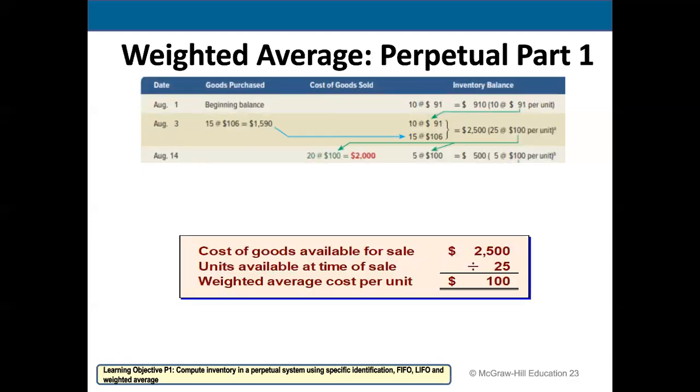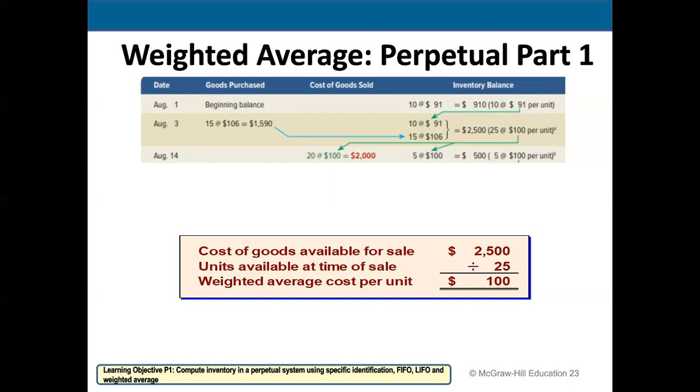So with the weighted average method, what we do is each time we make a purchase, we recalculate our average cost per unit. So in our example we had before, we had a beginning balance of 10 units that cost us $91 for a total of $910. And then on August 3rd, we purchased 15 more units at 106.